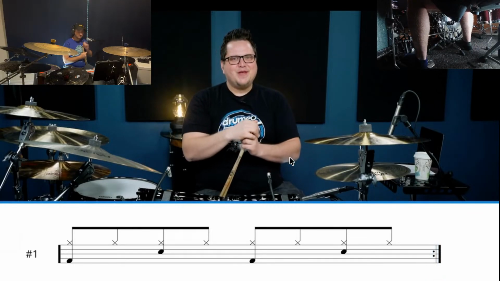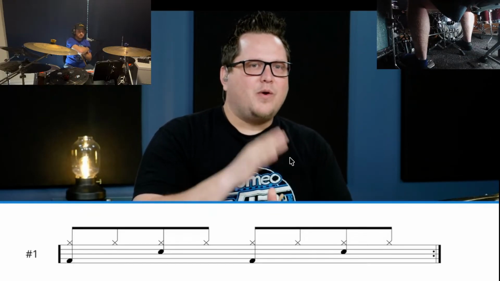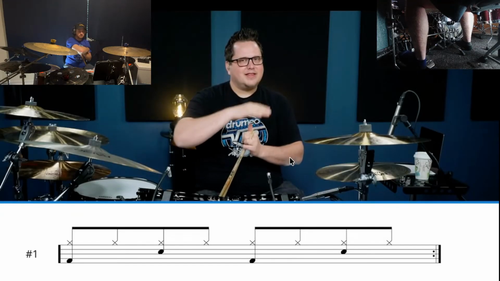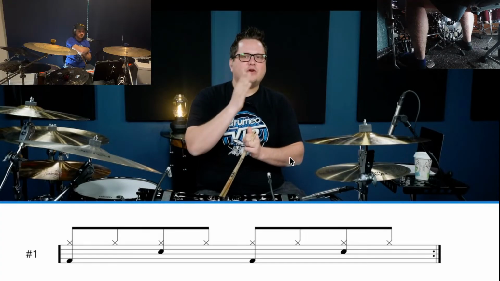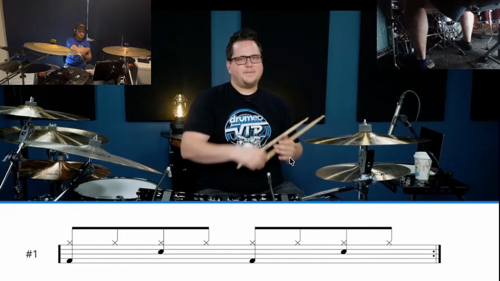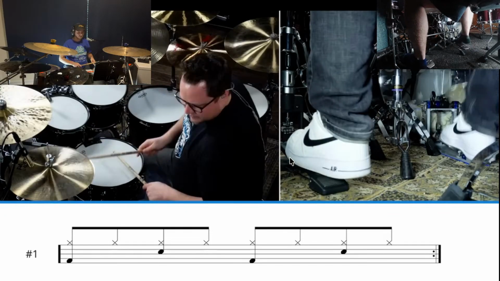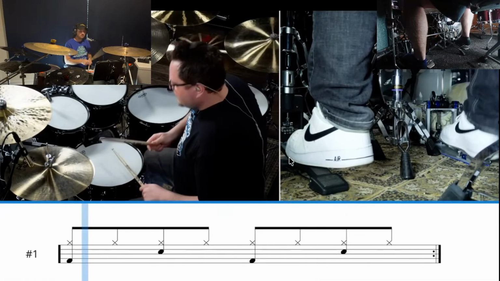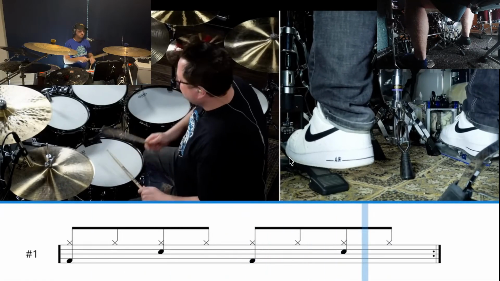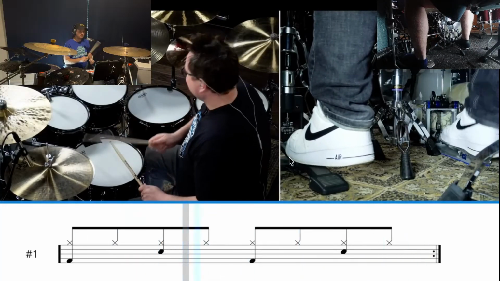Pretty simple, right? So here's a 1-bar beat with a repeat sign at the end. When I get to the end of this bar and I see the repeat sign, that's a cue to go back to the beginning of that bar. Here's what that looks like. 1, 2, 3, 4.